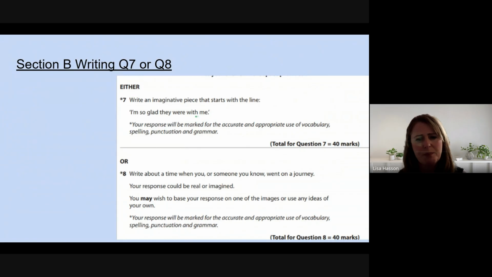And definitely the looseness of these questions would allow you to tweak and apply a bit of an outline for an idea for you here. In addition to that, you have also got an option to write about a time when you or someone you know, and that bit's always going to be the same, and in this particular paper, went on a journey. So again, really, really loose. You can write about real or imagined events.